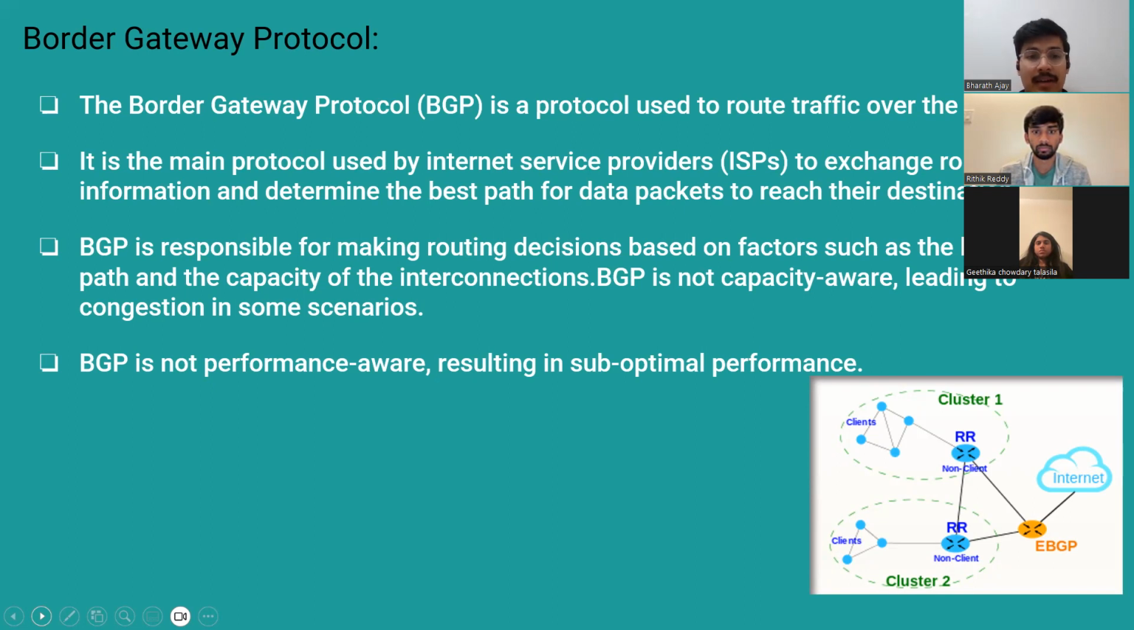Coming to capacity awareness, BGP does not consider the capacity constraints for internet connections and paths, leading to potential congestion issues, especially with high volume video traffic. Border Gateway Protocol is not performance aware, resulting in suboptimal performance. Coming to performance awareness, Border Gateway Protocol relies on attributes such as path length and multi-exit discriminator for path selection, which may not correlate with optimal performance. Border Gateway Protocol lacks native support for assigning performance sensitive and elastic traffic to different paths.